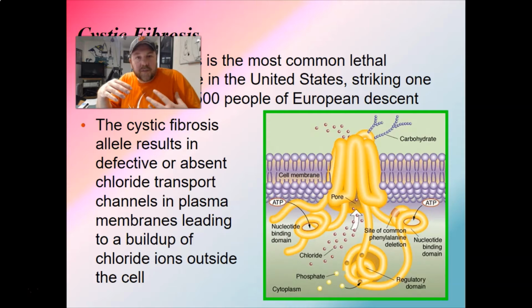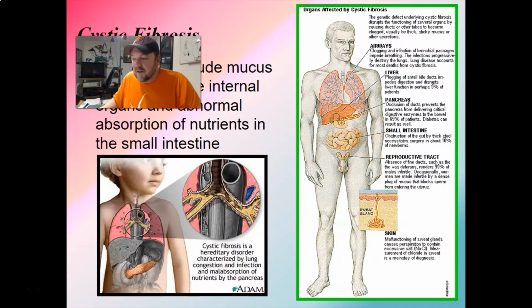Without going too deep into this, you remember hypotonic, isotonic, hypertonic, all that kind of stuff. If you don't set up your gradients correctly, water will attempt to dilute the solute. If you can't move things correctly, you end up getting a mucousy, thicker solution than you were looking for. And where does this often happen? Two major places are your lungs and your pancreatic duct.